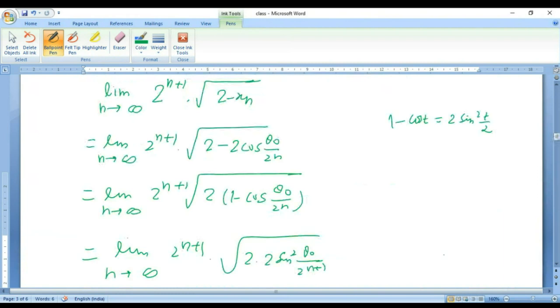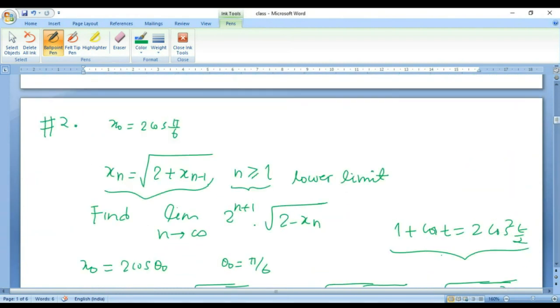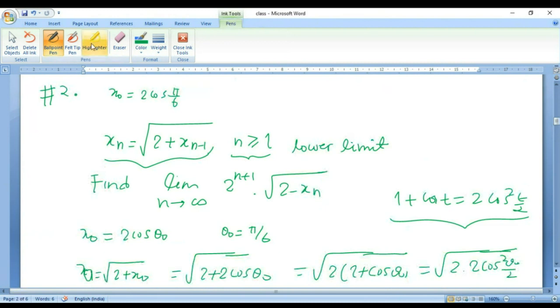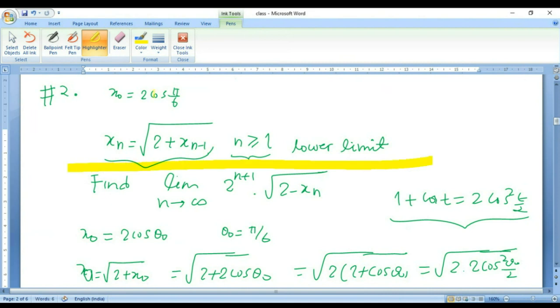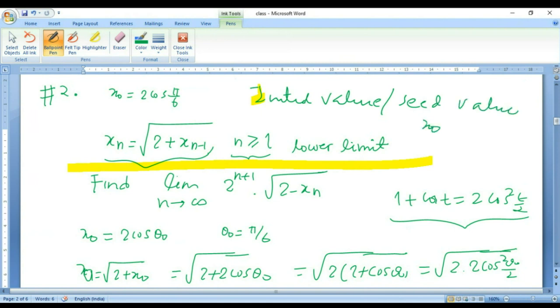Let's rerun it. It's a long one. So we are given this recurrence relation, that x naught is the initial value, sometimes called the seed value. So x naught happens to be the seed value, and then you are given xn is square root of 2 plus xn minus 1, n greater than or equal to 1, and then you want to find a certain limit.